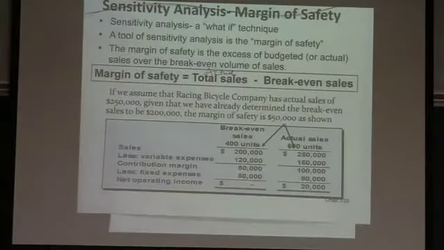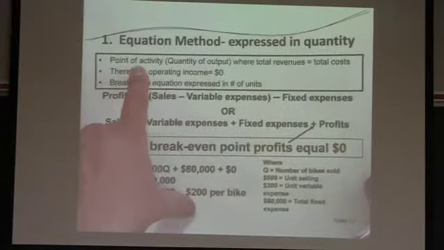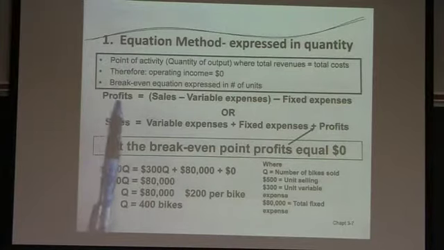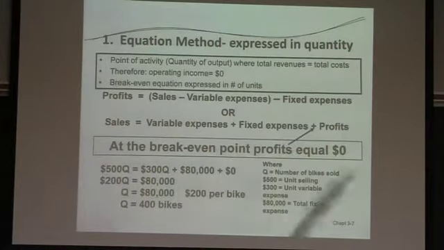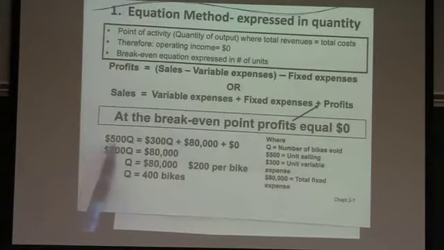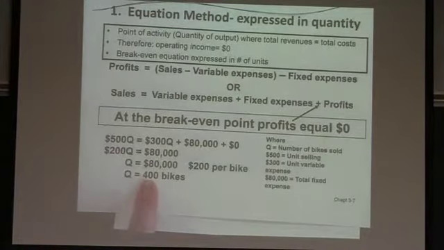Now, another way of expressing a break even is essentially what is the activity, the quantity of output where total revenue equals total cost. And of course, at break even, operating income equals 0. In this case, we're using the same equations that I did before, sales equals variable plus fixed plus profit. Well, profit equals 0. We're looking at the number of units, right? So we need to know the price per unit, the variable cost per unit, and the fixed cost of 800, and it gives us 400 bikes.